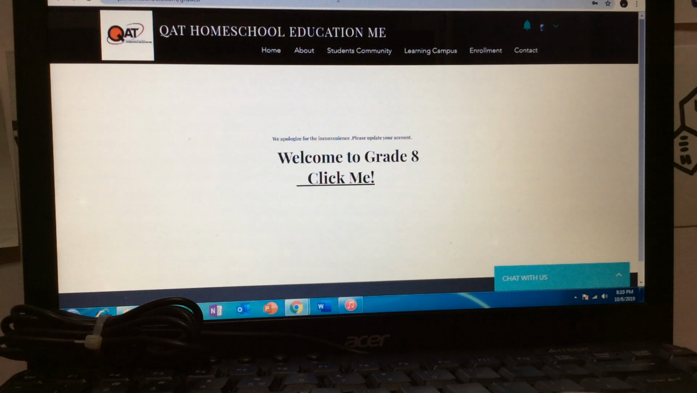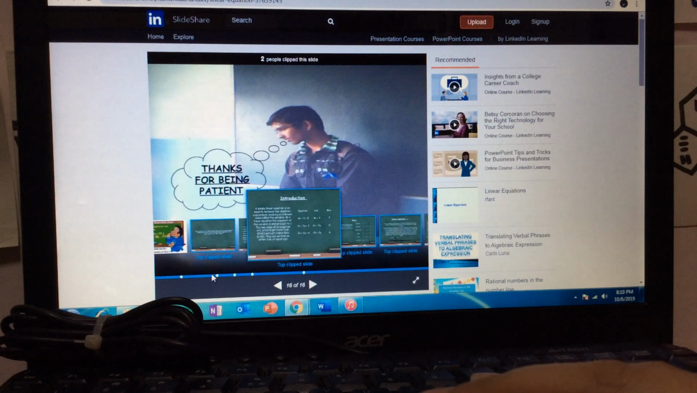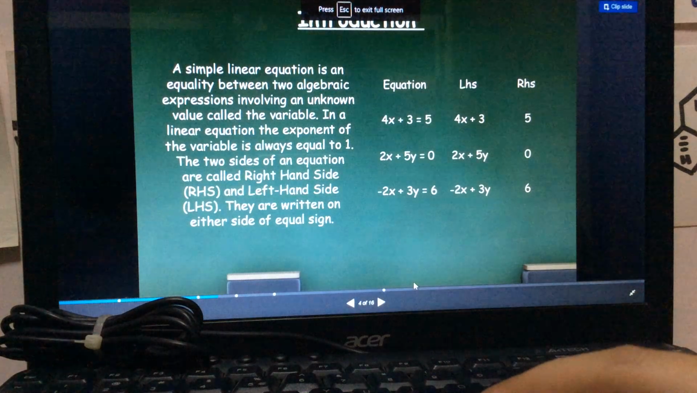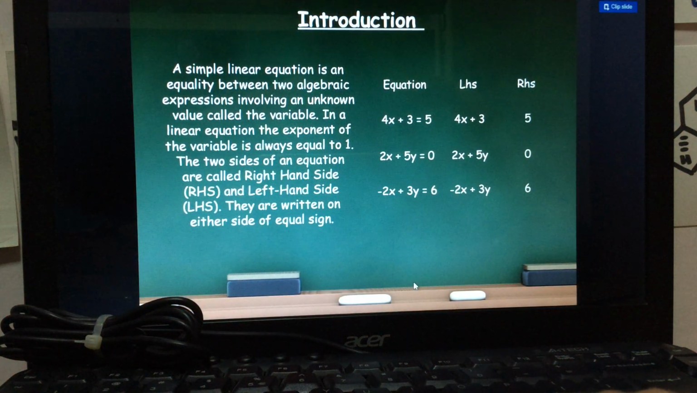All about linear equations. So first, what is a linear equation? Are you ready? Okay. So a linear equation is an equality between two algebraic expressions involving an unknown value called the variable. In a linear equation, the exponent of the variable is always equal to 1. The two sides of an equation are called right-hand side and left-hand side. They are written on either side of the equal sign.